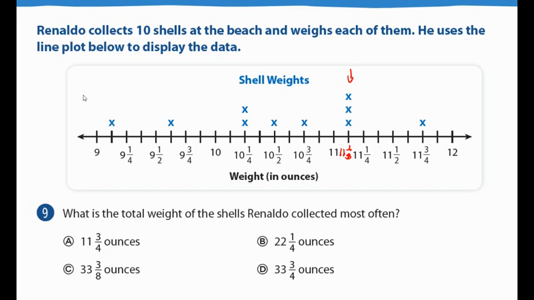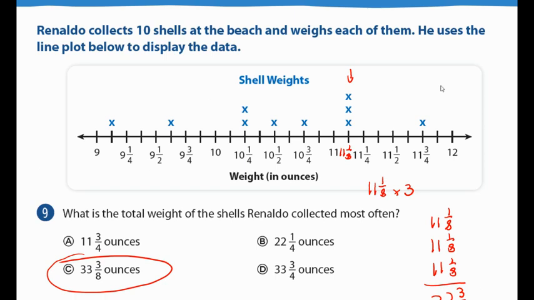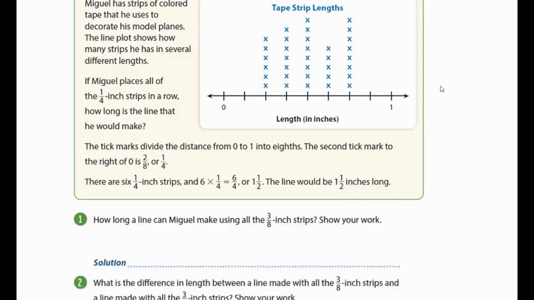What is the total weight that he collected most often? And again, we are only looking at 11 and 1/8 because he did it 3 times. So we could just do 11 and 1/8 multiplied by 3. Or we could do 11 and 1/8, 11 and 1/8, 11 and 1/8, and add all those together. I have 3/8 and 33. So 33 and 3/8 would be our answer. So C.